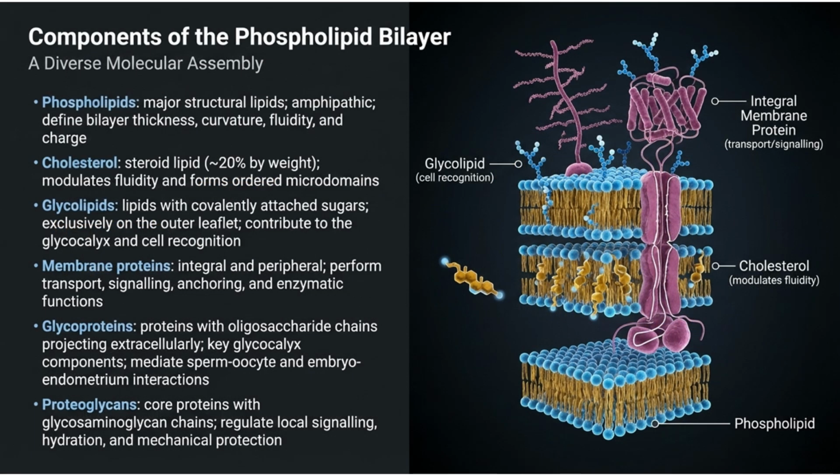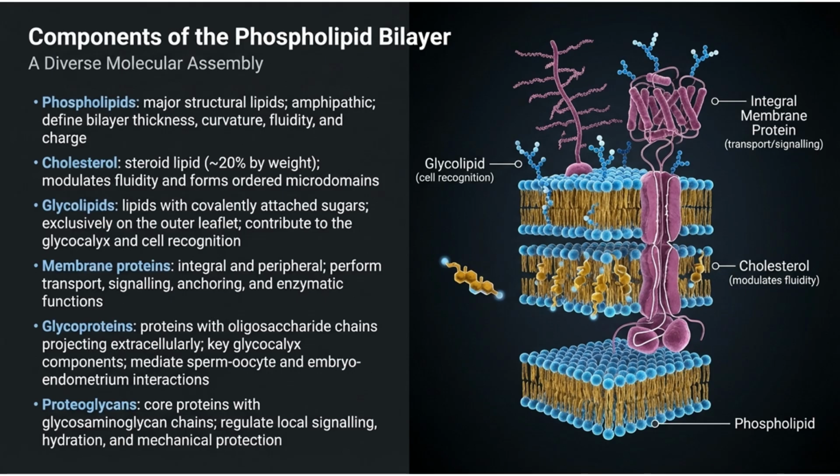When we say the plasma membrane is a mosaic, the diversity of its molecular components is precisely what we mean. The bilayer is not simply phospholipids. It is a carefully regulated assembly of at least 5 categories of molecules, each making a distinct contribution to membrane function. Phospholipids are the major structural lipids. They define the bilayer thickness, determine its curvature, regulate its fluidity, and contribute surface charge.